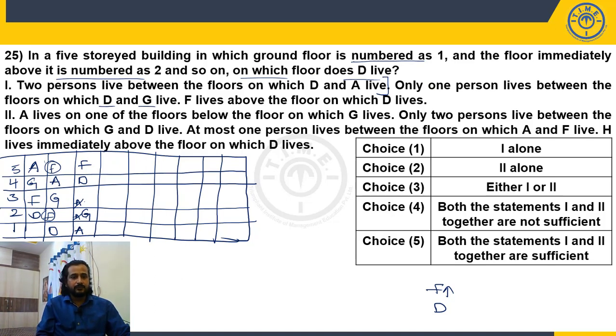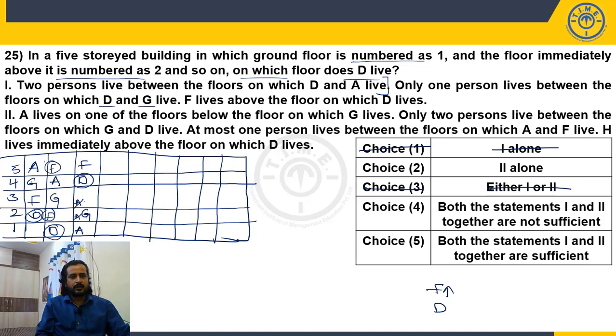On which floor does D live? D may live on 4th floor, D may live on 1st floor, D may live on 2nd floor. So can you say? No. So 1 alone is not sufficient. So not the choice 1. So even it is not the choice 2. You can rule out. Now check the 2 alone.